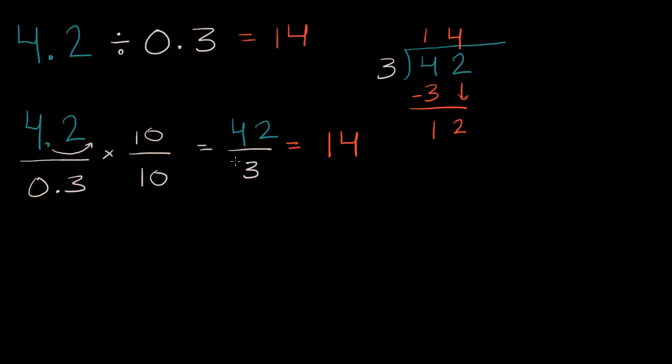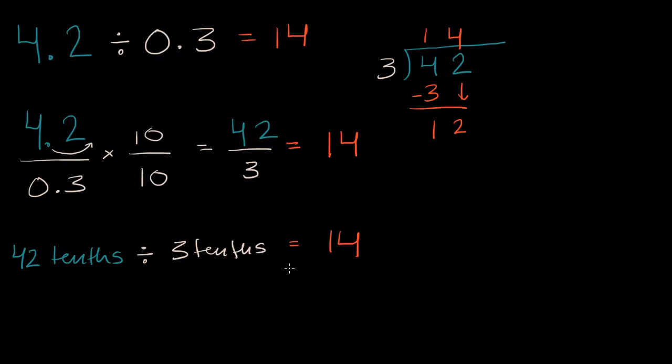And just like we saw in the last example, you could also think of this as 42/10 divided by 3/10, in which case 42/10, 42 of something divided into groups of 3 of that something, you're going to end up with 14 groups. You're going to end up with 14.